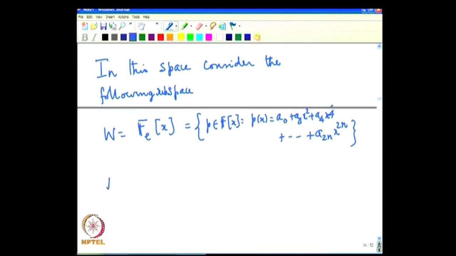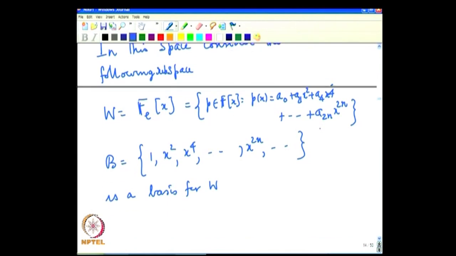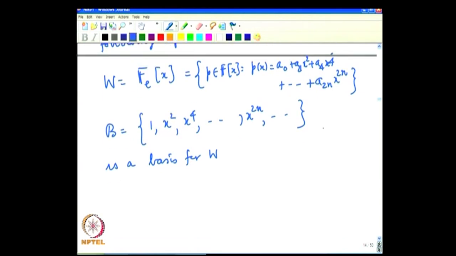For this subspace, 1, x squared, x to the power of 4, up to x to the power of 2n, the polynomials of the even powers of x, is a basis for W, because they are automatically linearly independent, because they are a subset of a linearly independent set. So, therefore, linearly independent, and as we have seen about the definition of P, every P is a linear combination, and that too of a finite number of these, gives rise to any P, and hence B is a basis.